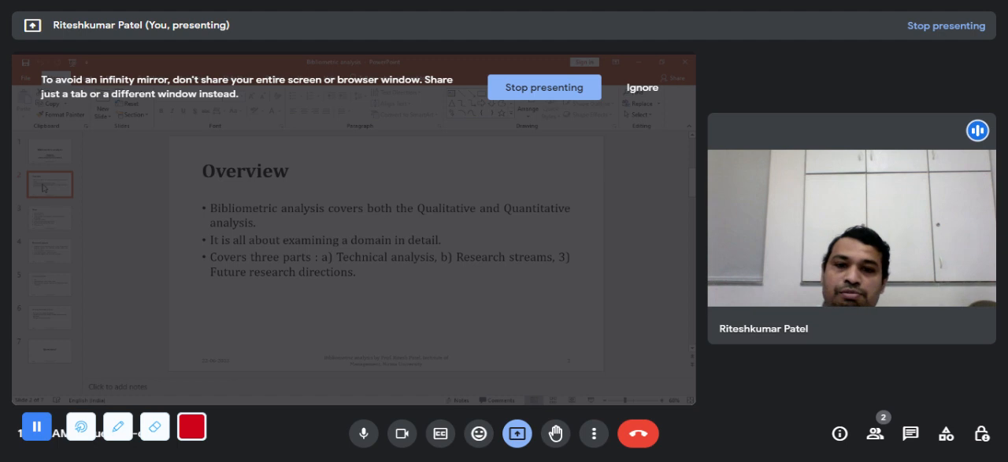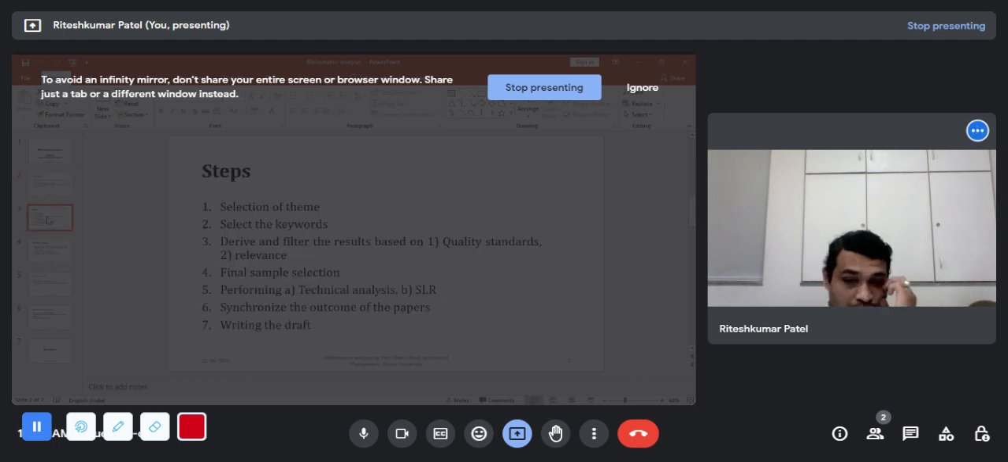Okay, it covers basically three parts of the analysis, that is technical analysis, the research streams, and the future research directions. So technical analysis deals with the technical aspect, the research streams deal with the research aspect, and the future research directions deal with future researchers. I will first explain the entire topic and then I will show you in one paper how it can be performed. So first are the different steps involved in the development of this particular process.